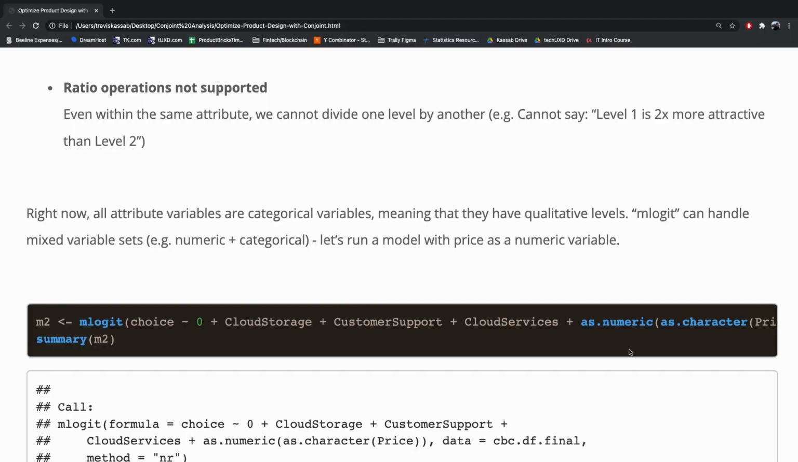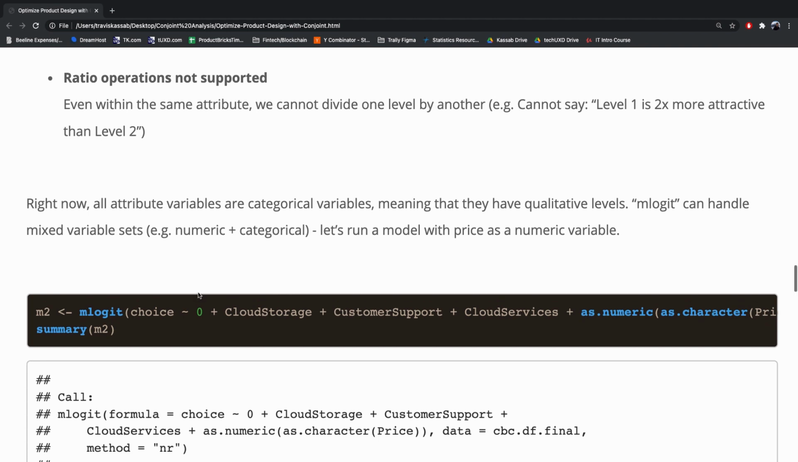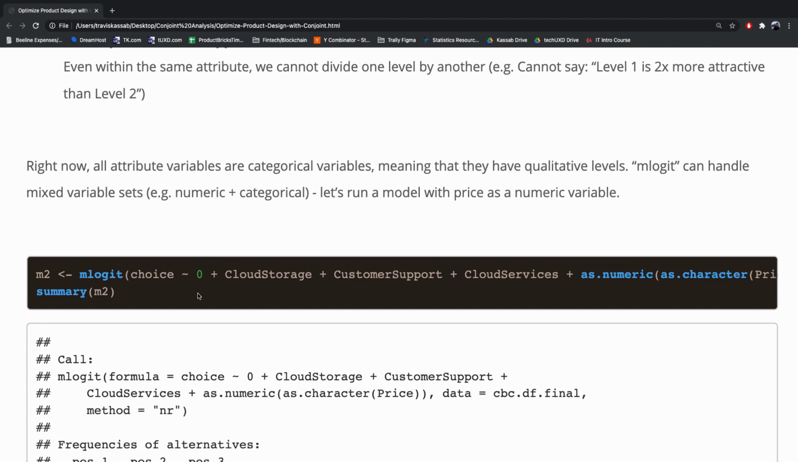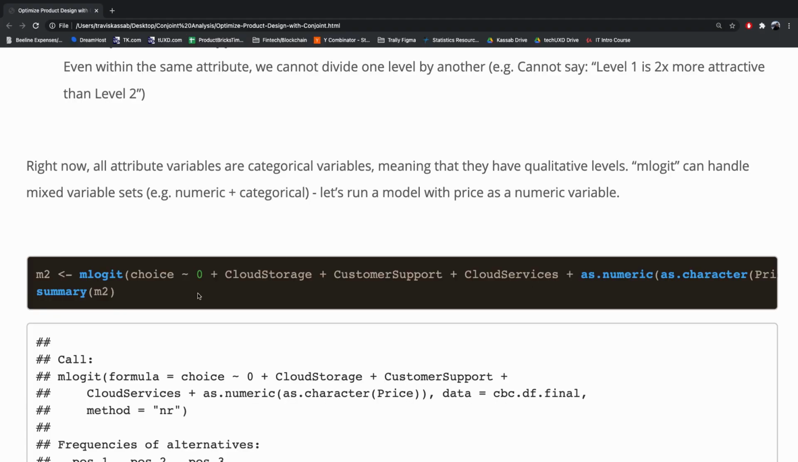Nothing is interesting yet, but wait till we get to the preference simulator, which is a proxy for determining market share. So I'll get to that in a second, but let's stick with this multinomial logit regression here. In the first regression model, all of the independent variables were categorical or factor variables. They all have qualitative levels. Even price. Price wasn't being treated as a numeric variable. It was being treated as having 3 discrete qualitative levels, 6, 12, and 18.